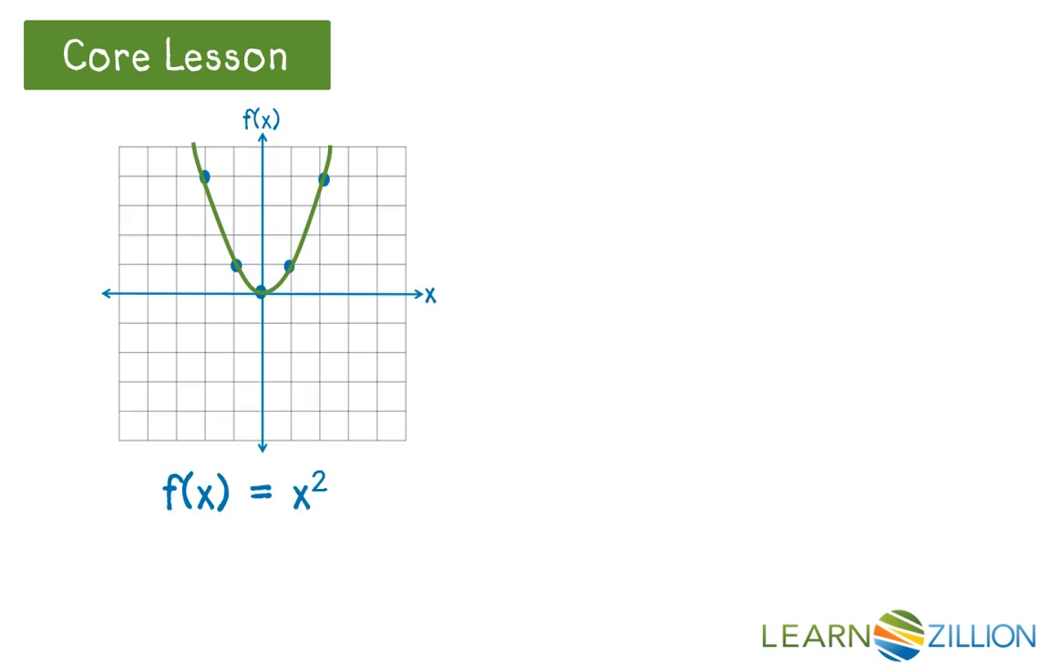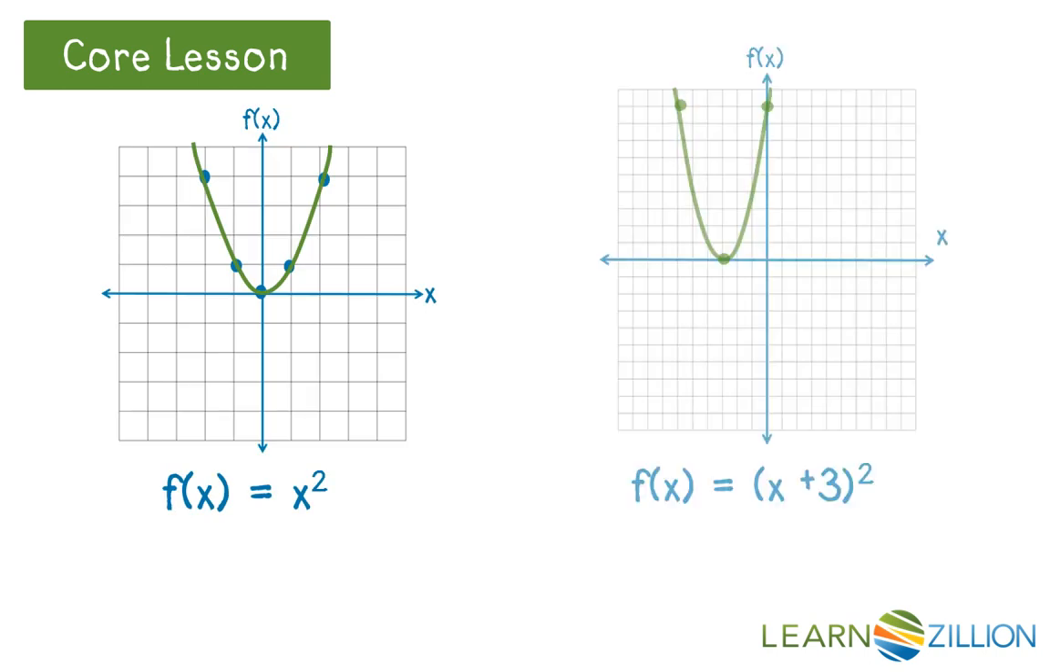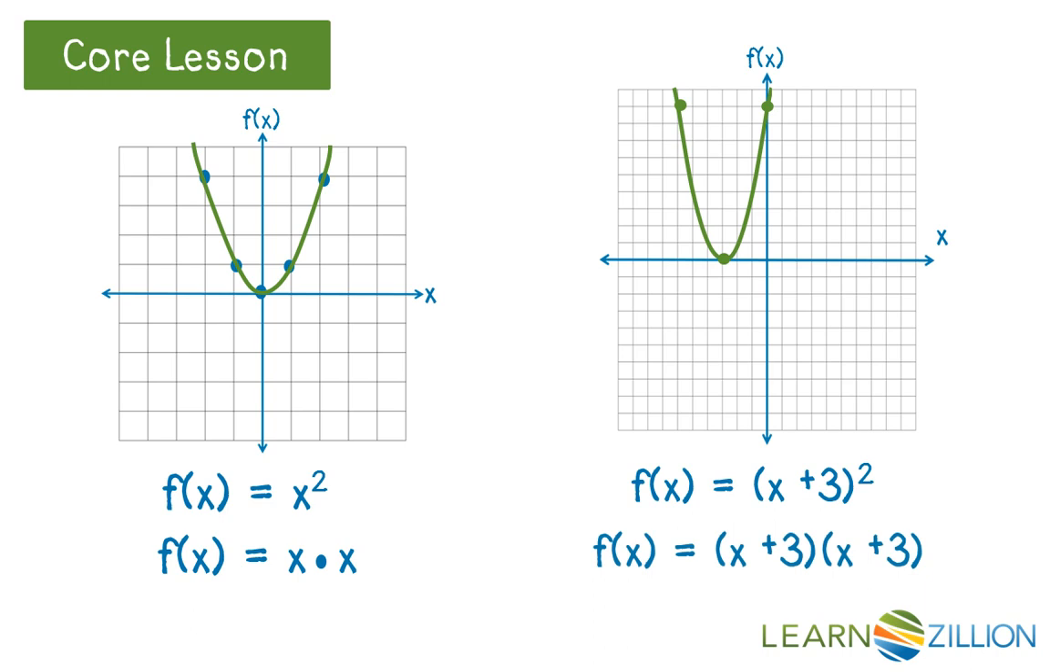What do f of x equals x squared and f of x equals the quantity x plus 3 squared have in common? They are both perfect squares, just like 1, 4, 9, 16, etc. They each have one factor that is multiplied by itself. Polynomials that can be factored into perfect squares have only one factor, and therefore only one zero. And this one zero is also the vertex, which is on the x-axis.